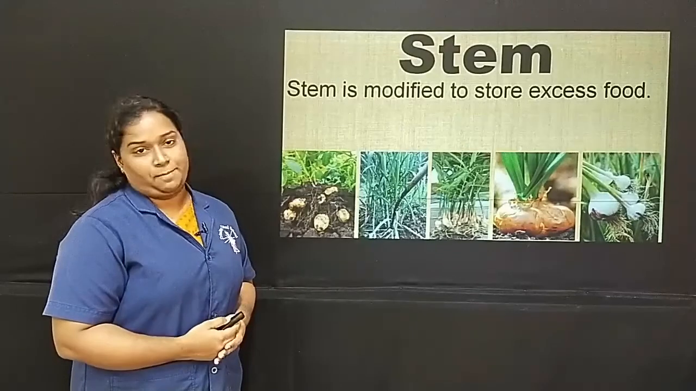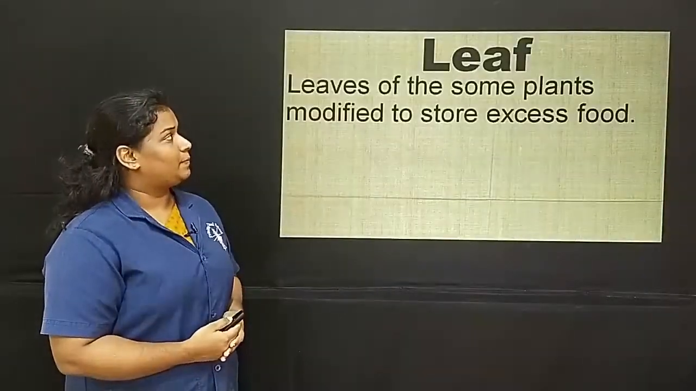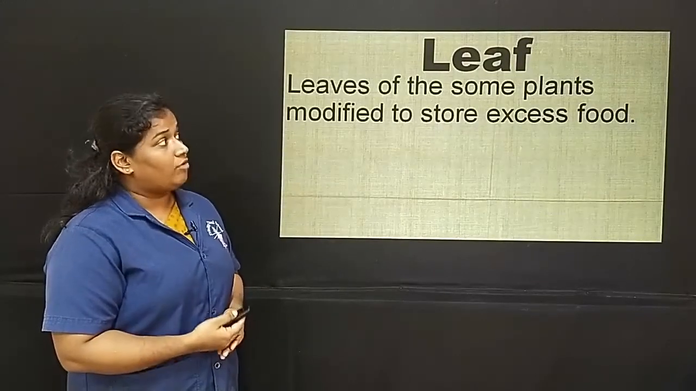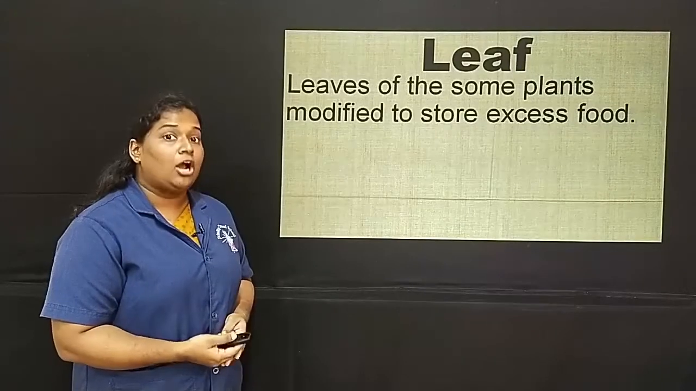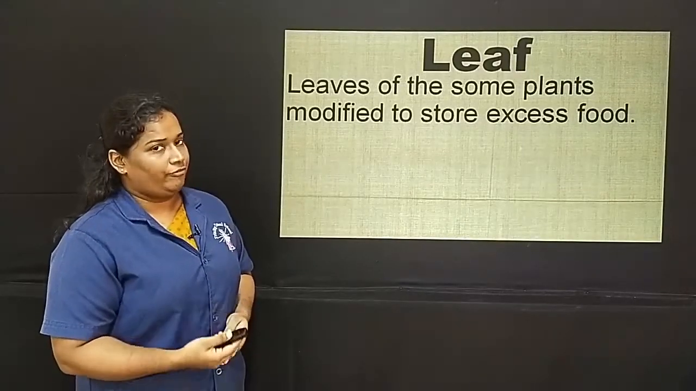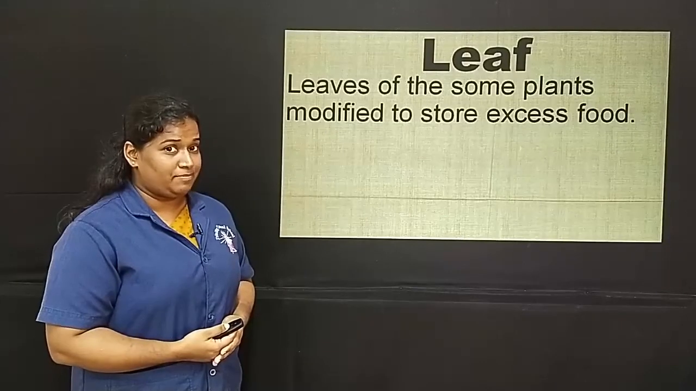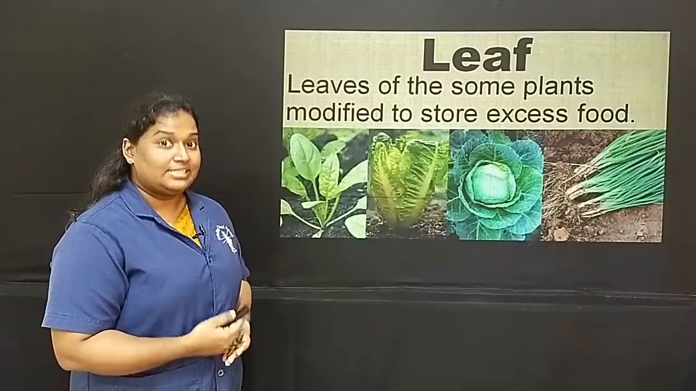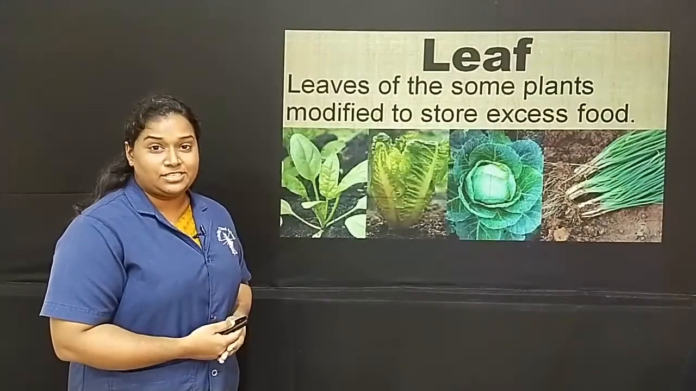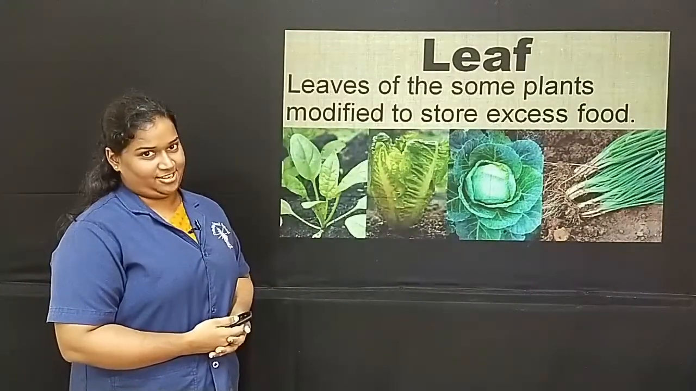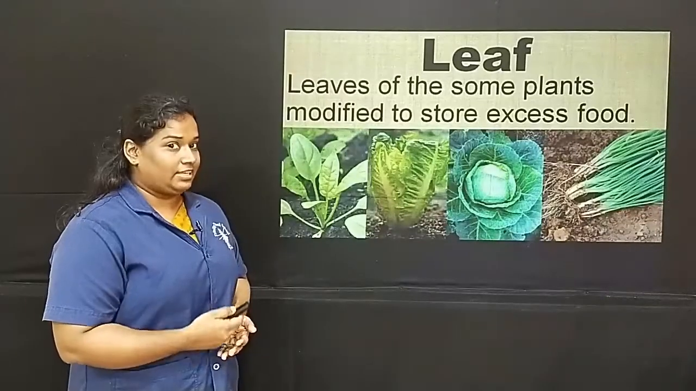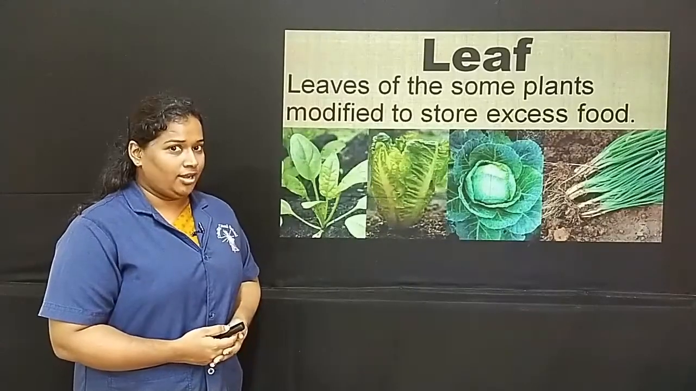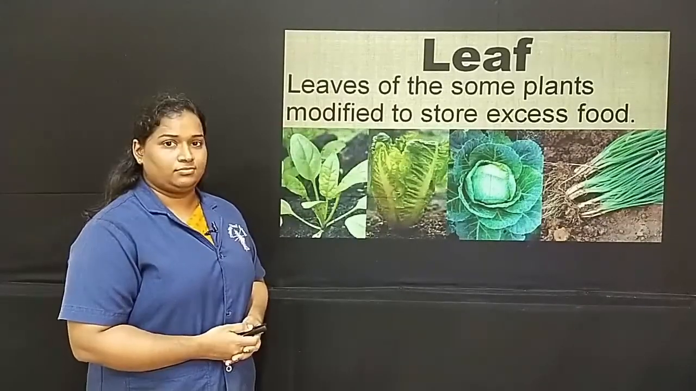Let's see the next part of the plant, that is the green part of the plant, leaf. Leaves of some plants are modified to store the excess food. Can you give some examples for this? Yes, spinach, lettuce, cabbage, spring onion, etc. These also we can consume raw or after cooking.